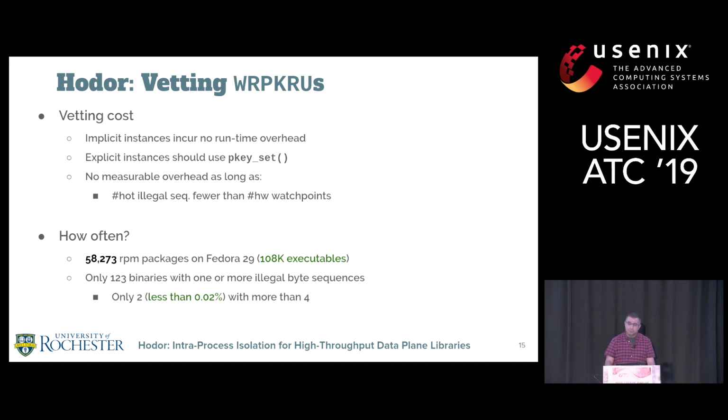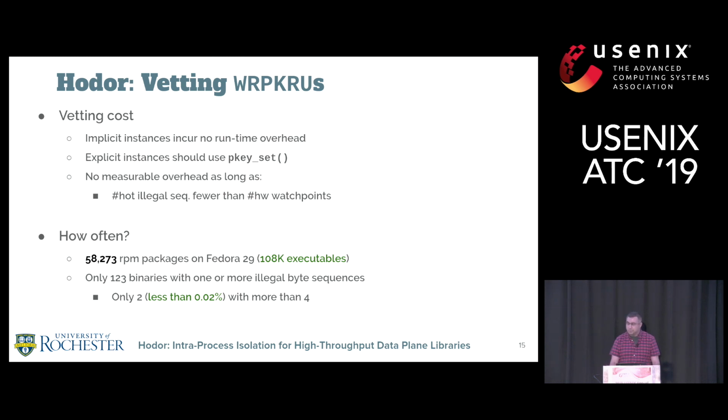Applications that really need to use PKRU for internal isolation need to use an API, using the pkey_set function from libc to change the PKRU register. We have modified pkey_set in libc to guarantee it cannot be exploited, so we also don't need to vet these instances. Our experiment also shows that there is no measurable overhead as long as the number of hot illegal sequences is fewer than the available number of watchpoints.